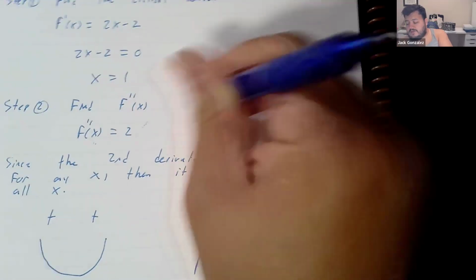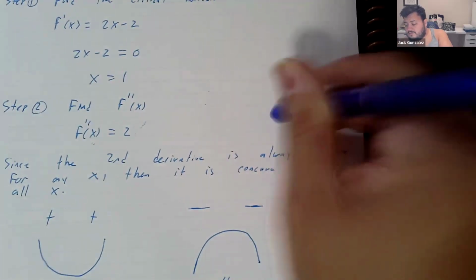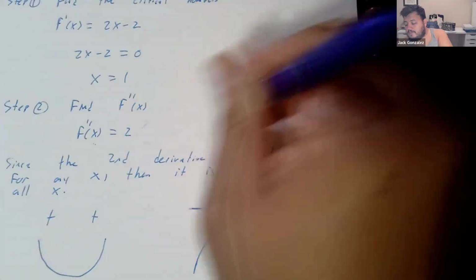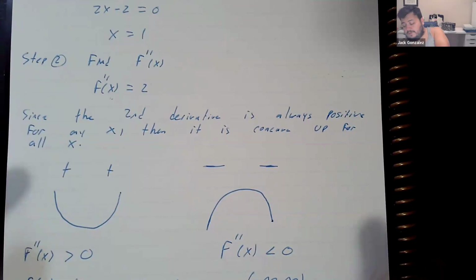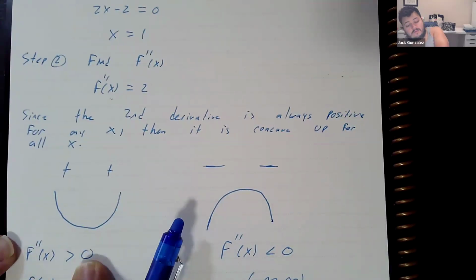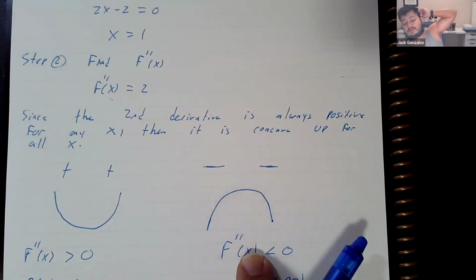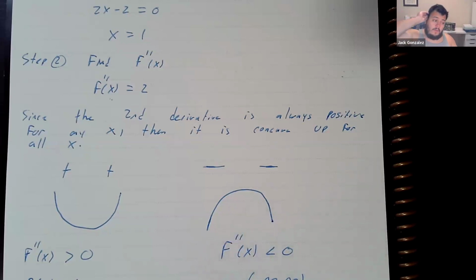I think that'll make more sense in the next example, because this one's too basic, you really can't do much with it. But I just want to make sure you first understand the basic idea. If the second derivative is positive for the x that you choose, that means it's concave up at that location. If it's less than 0, then it's concave down at that location. All right, let's do the next one.